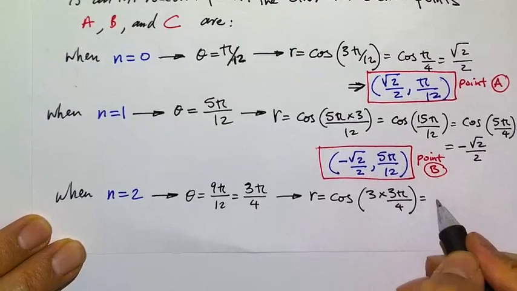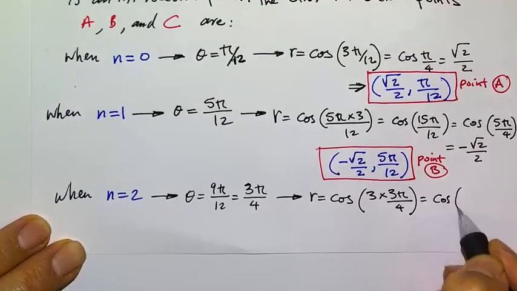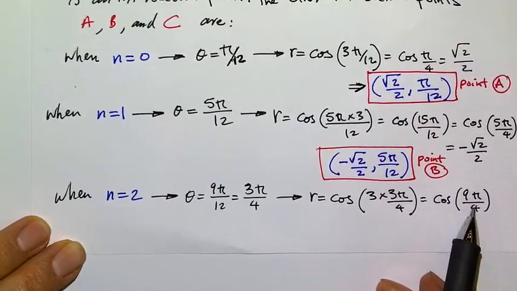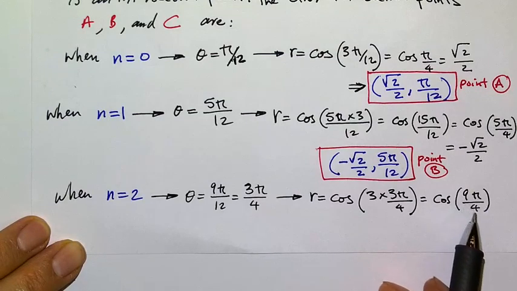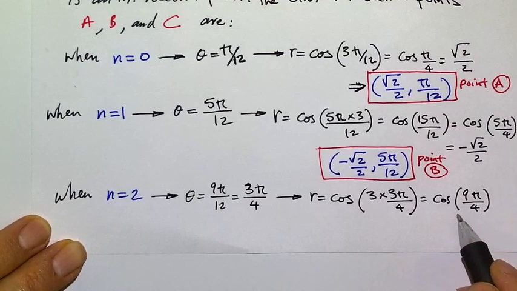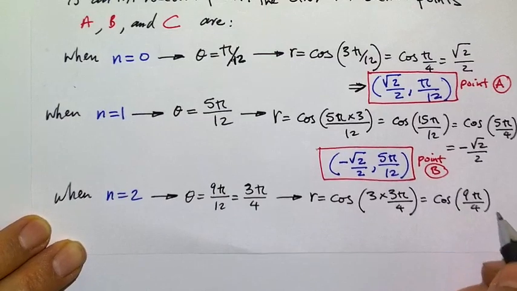Okay, so this will be cosine of 9 pi over 4. 9 pi over 4 is 8 pi over 4 plus pi over 4, and 8 pi over 4 is 2 pi, right? So 2 pi plus pi over 4, we're going to be in the first quadrant. In the first quadrant, cosine is positive. So cosine is positive square root of 2 over 2.